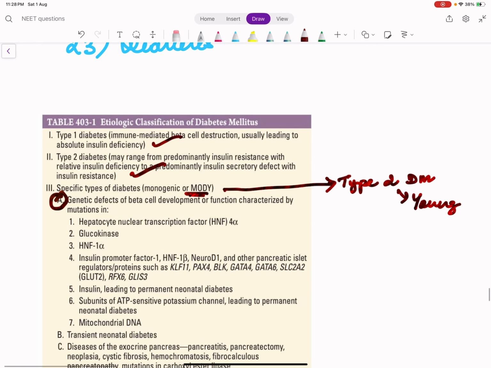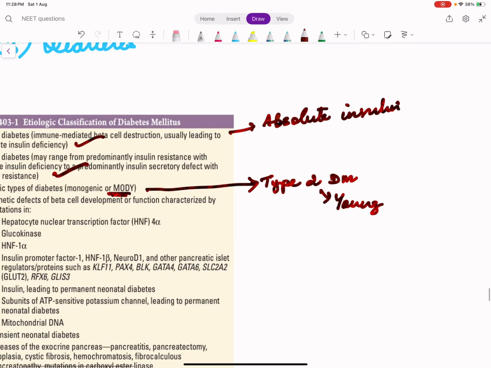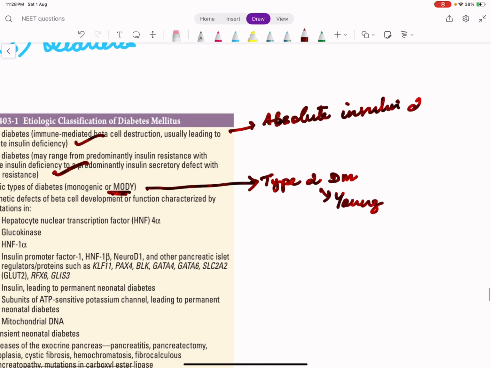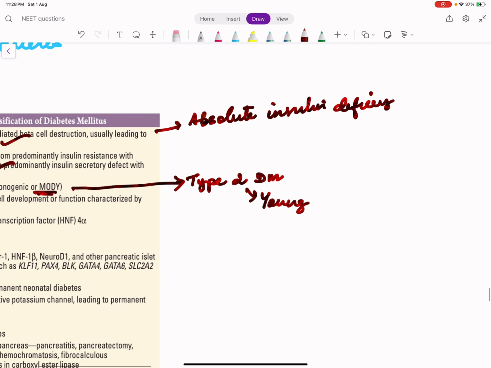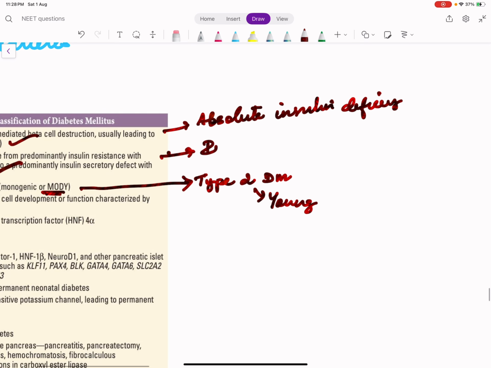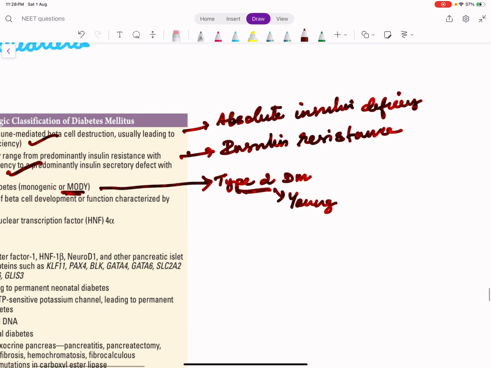Because type 1 diabetes is autoimmune disease which causes absolute insulin deficiency. Usually type 1 insulin diabetes is common in young. This type 2 diabetes is insulin resistance which occurs in elderly usually. This MODY is a type 2 like diabetes which occurs in the young.